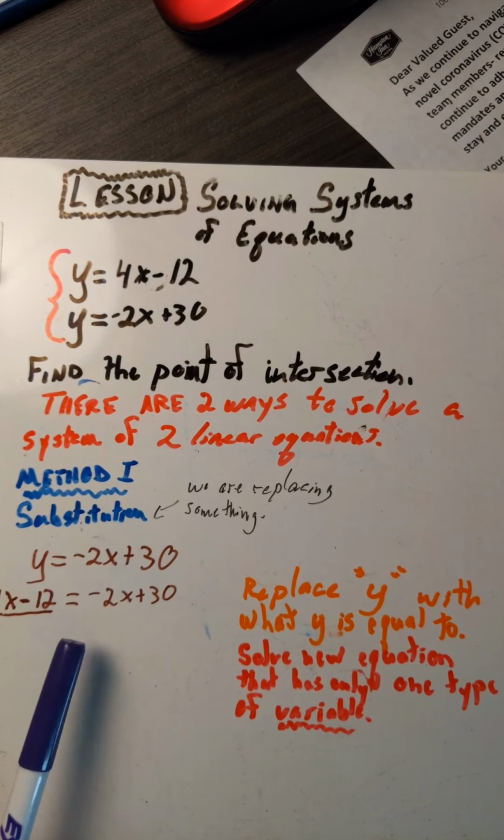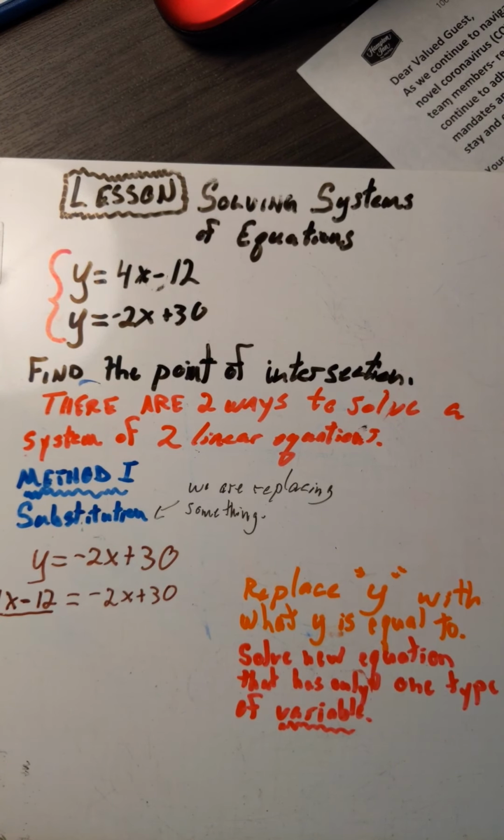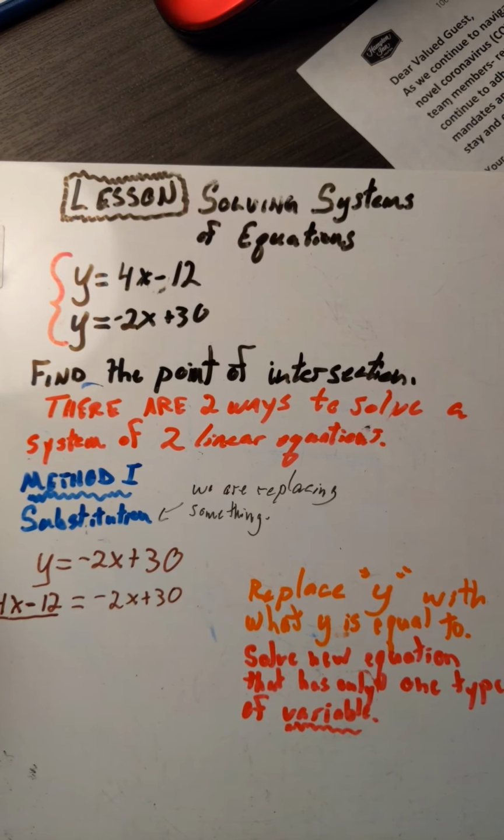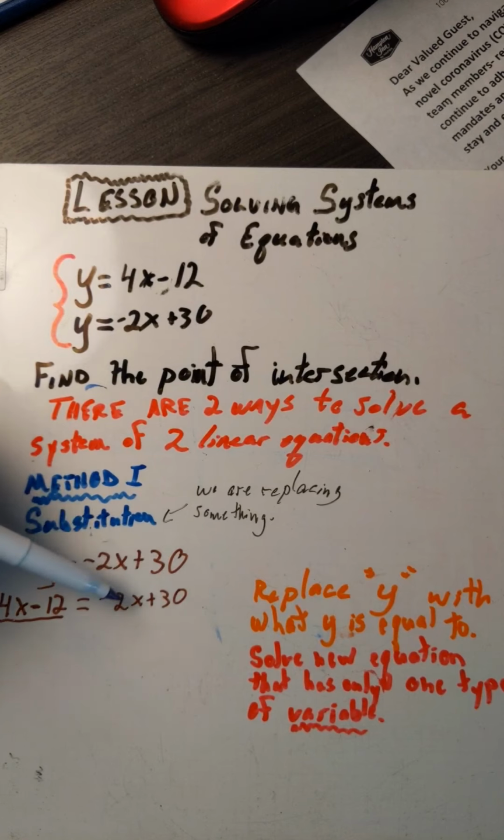Okay, so those are related terms. All right, so our job here is to solve this new equation. So we look at the equation and we say, okay, I need to combine any like terms. Well, there's no like terms on the left. That's a 4x, that's a minus 12. We can't combine those. And same thing on the right. We can't combine negative 2x and 30. Those are not like terms. 4x and negative 2x are like terms.